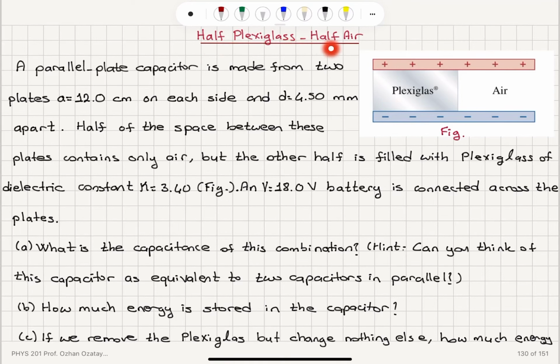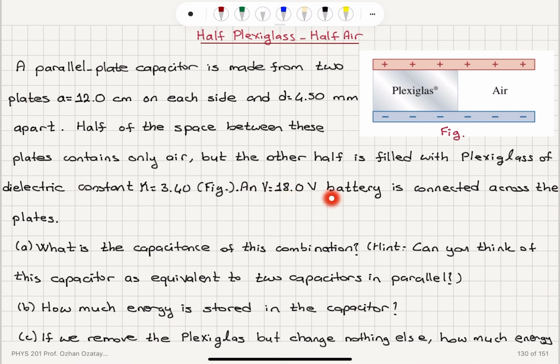Half plexiglass, half air. A parallel plate capacitor is made from two plates. A is equal to 12 centimeters on each side and D is equal to 4.5 millimeters apart. Half of the space between these plates contains only air, but the other half is filled with plexiglass of dielectric constant kappa equals 3.4. So you can see half is plexiglass, half is air.